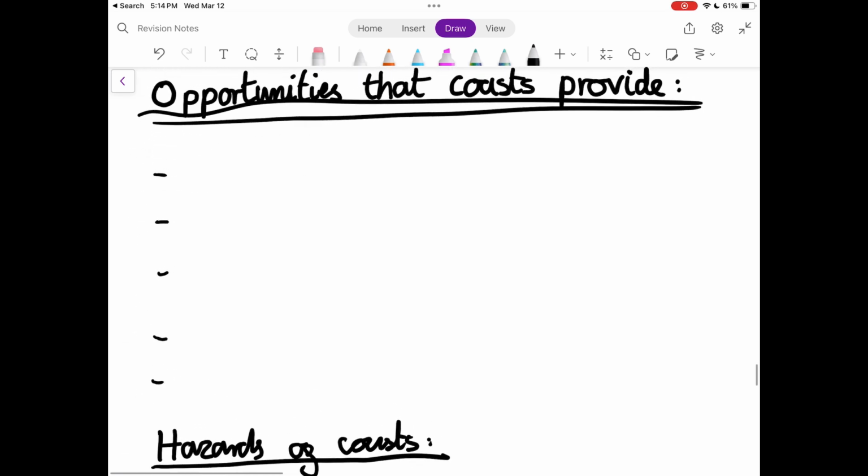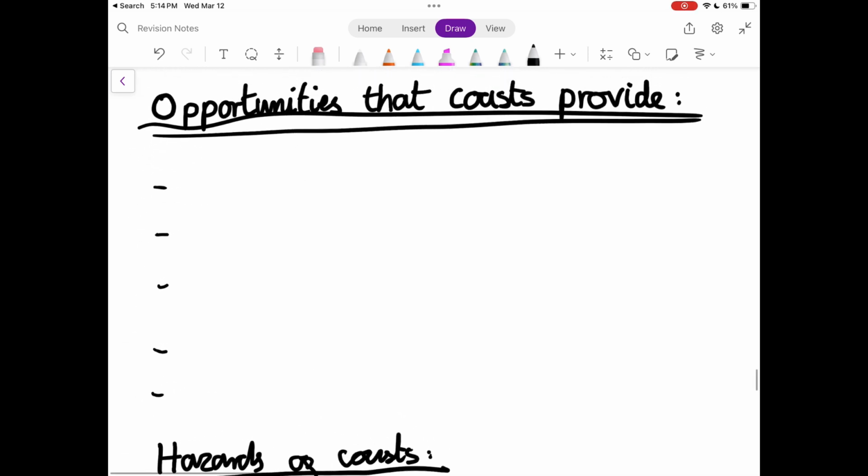Okay, so now we're going to be looking at the opportunities that coasts provide. So the first one is transport. And this is because transport, so how harbors can be built and ports as well. So it allows for the trade of goods, and also for tourists to be transported to the coastal area.